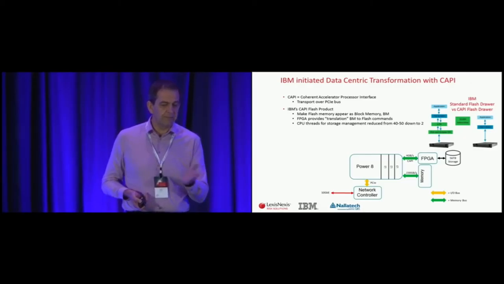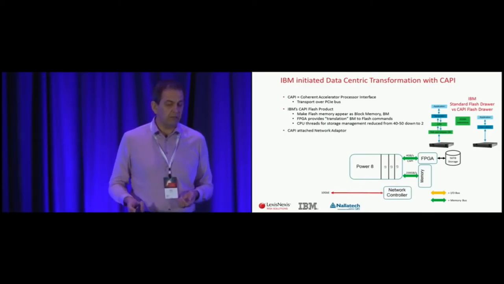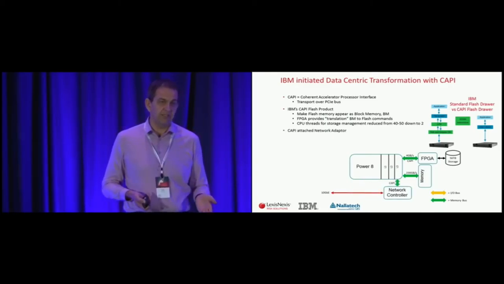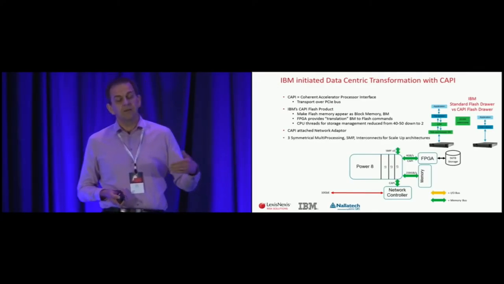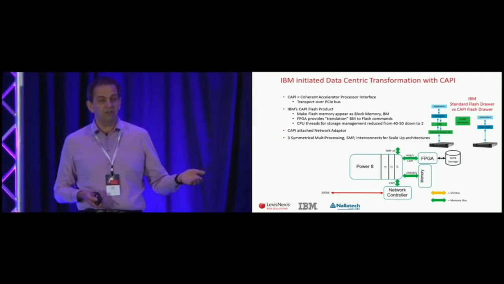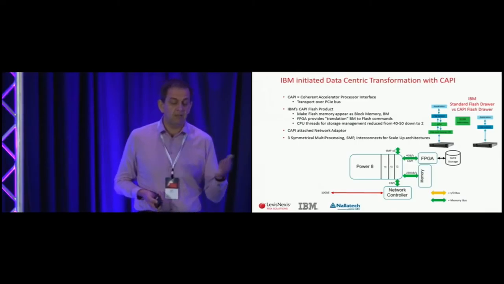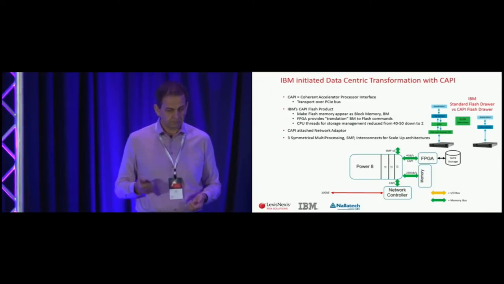So suddenly that burden of the data moving through the CPU is taken off. Not only have they done it there, they've done it with a network controller, so you can actually bring the network straight into the data plane. And then you've got the symmetrical multiprocessing bus for attaching up to 16 Power8 processors over a very, very high speed link, hundreds of times faster than a traditional network bus.